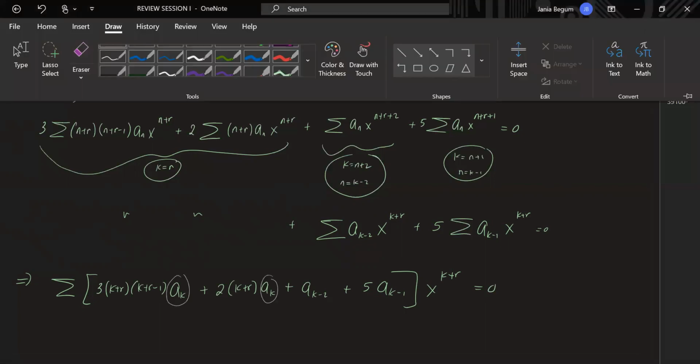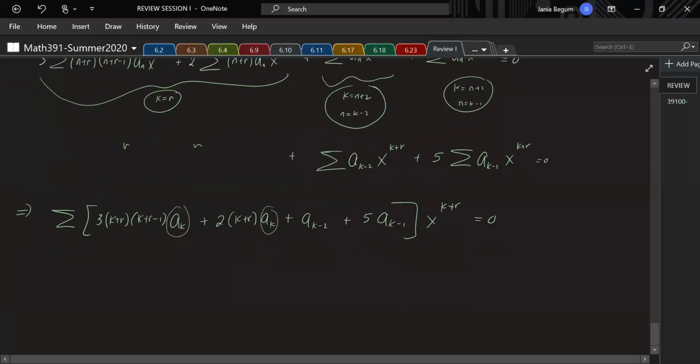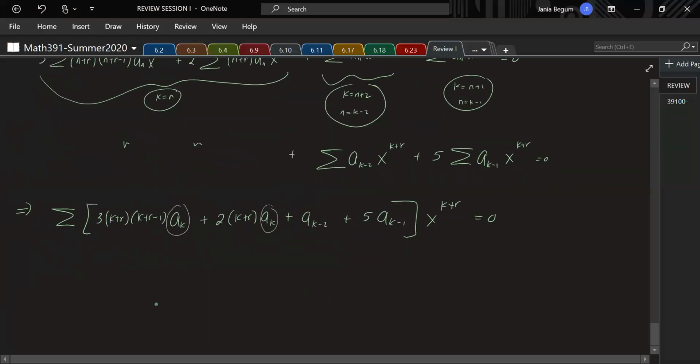All right, so I'm going to set this equal to 0 and solve for a sub k. So we have a sub k, which is negative a sub k minus 2 minus 5 a sub k minus 1, divided by 3 times k plus r minus 1, plus 2 times k plus r. So that's the recurrence relation in general.